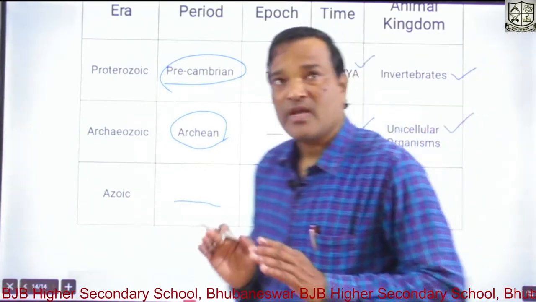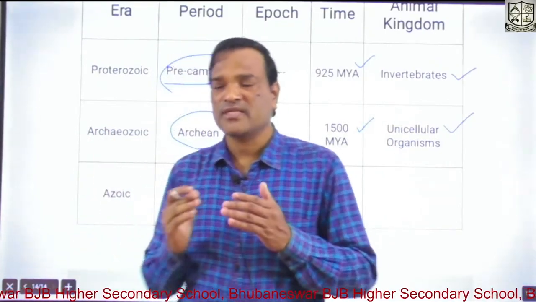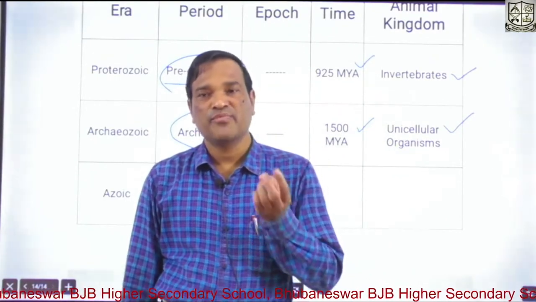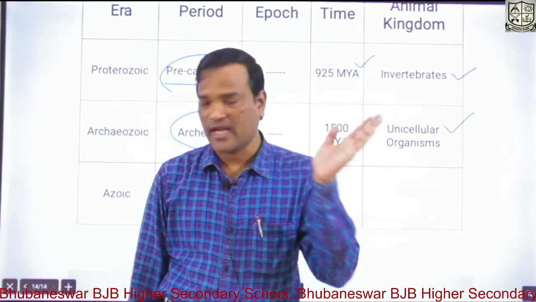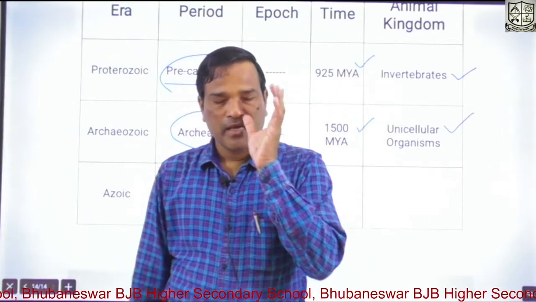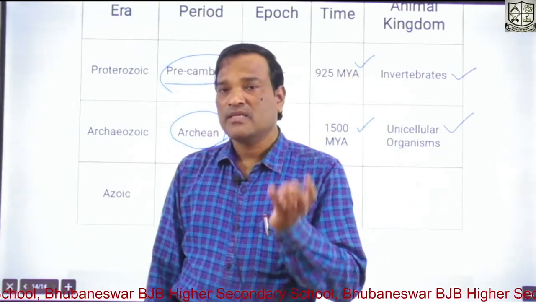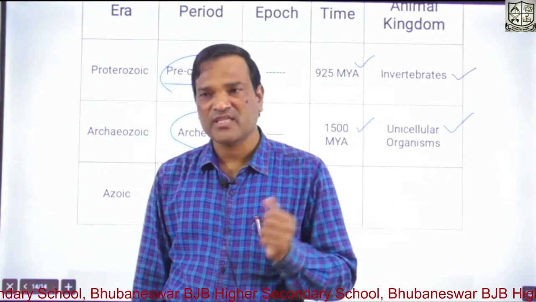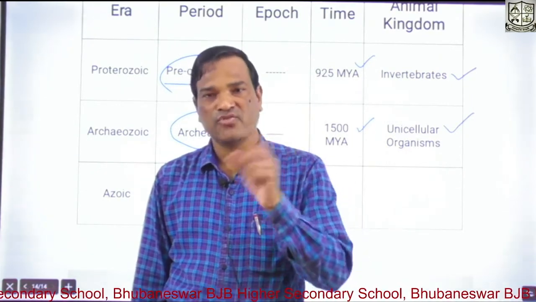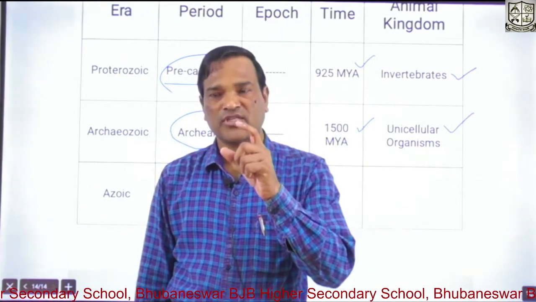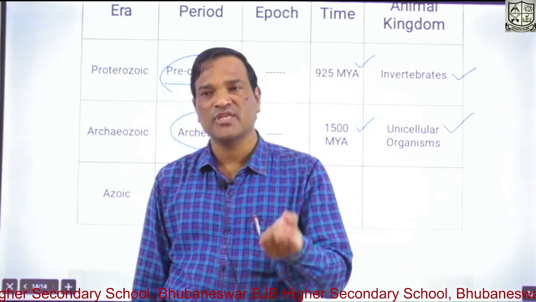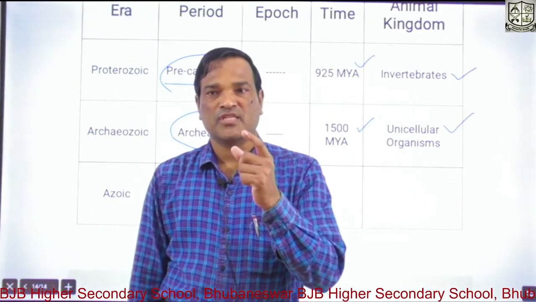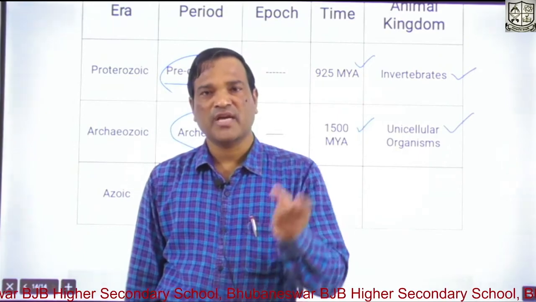So, in total, let us summarize. The eras are the Azoic, Archaeozoic, Proterozoic, Paleozoic, Mesozoic and Cenozoic. Azoic has no period. Archaeozoic has the Archaean, then Pre-Cambrian, Cambrian, Ordovician, Silurian, Devonian, Carboniferous, Permian. Then Mesozoic: Triassic, Jurassic, Cretaceous. Then Cenozoic: Tertiary and Quaternary. The Tertiary is classified into Paleocene, Eocene, Oligocene, Miocene, Pliocene, then Quaternary: Pleistocene, classified into Lower Pleistocene, Middle Pleistocene and Upper Pleistocene.